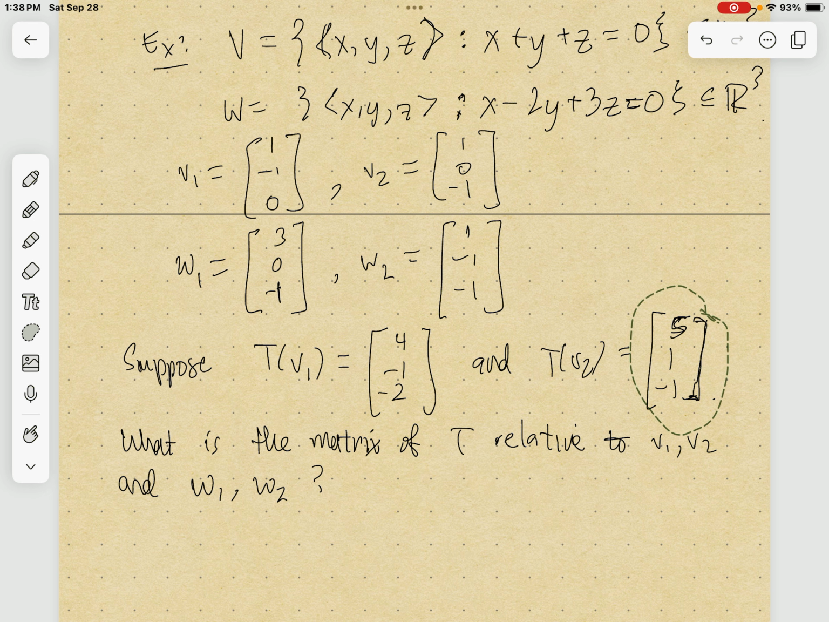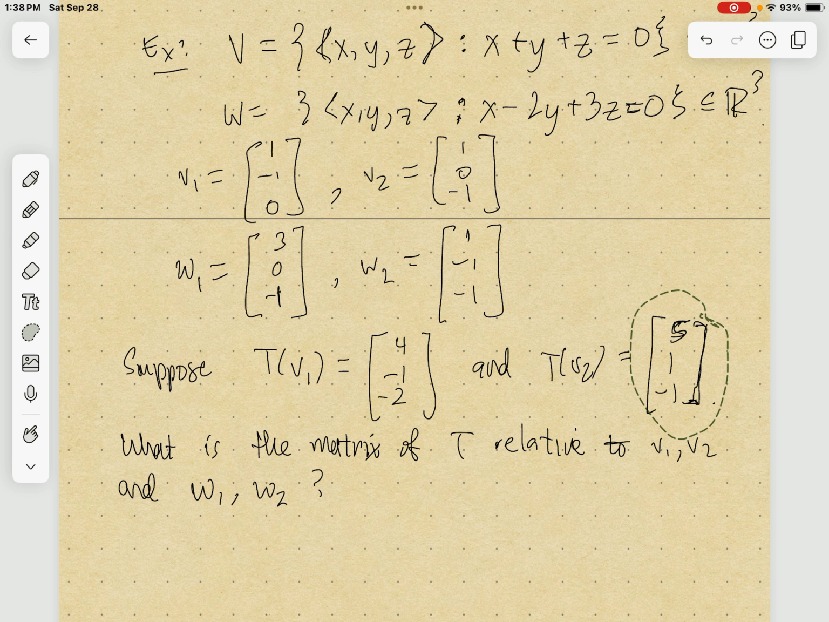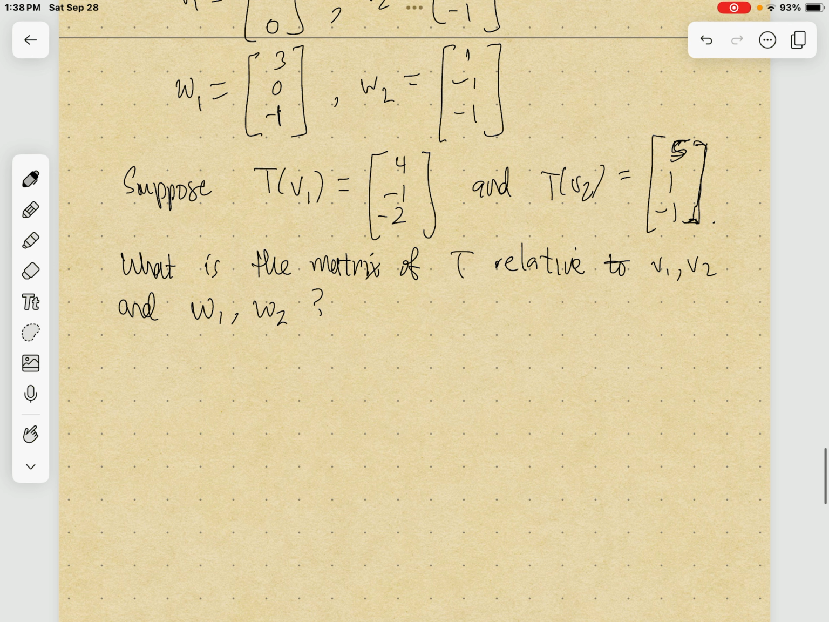So what do you think we're going to have to do? We're going to need to figure out how to represent these outputs as linear combinations of W1 and W2. Okay, well we know how to do that, right? So let's look at this first vector, 4, -1, -2. How do we write it as a linear combination of W1 and W2?